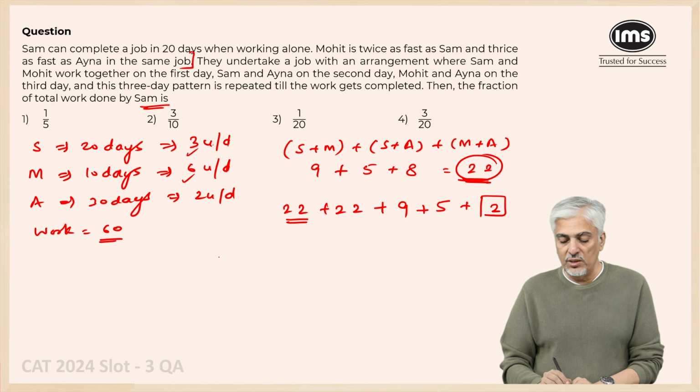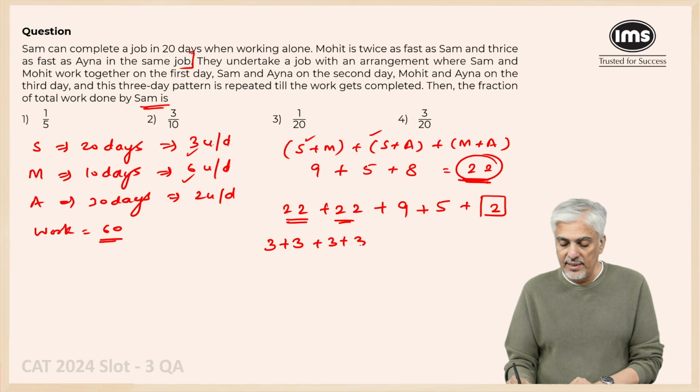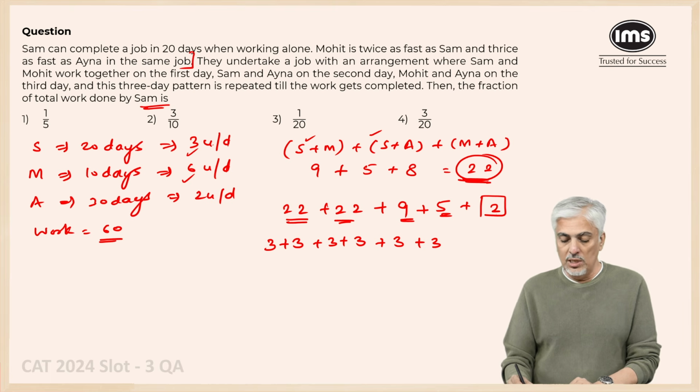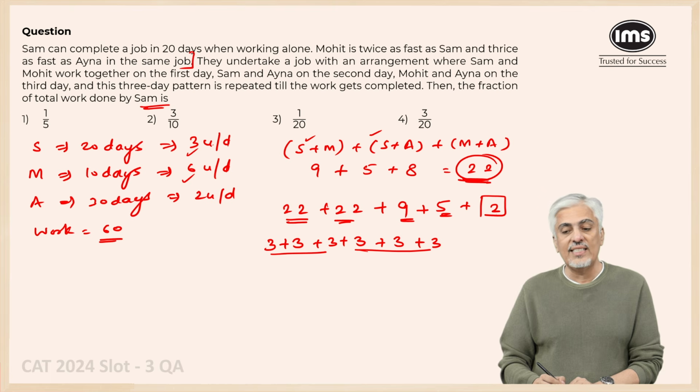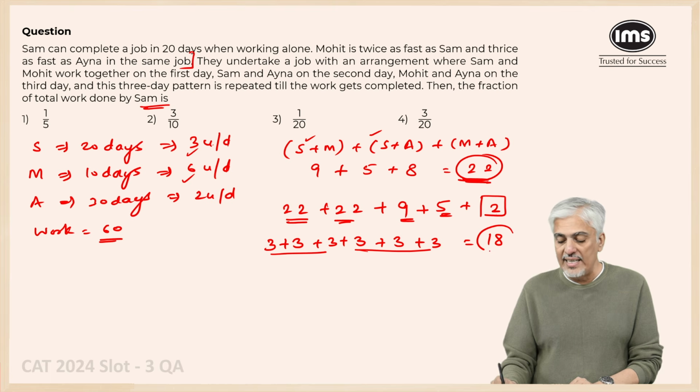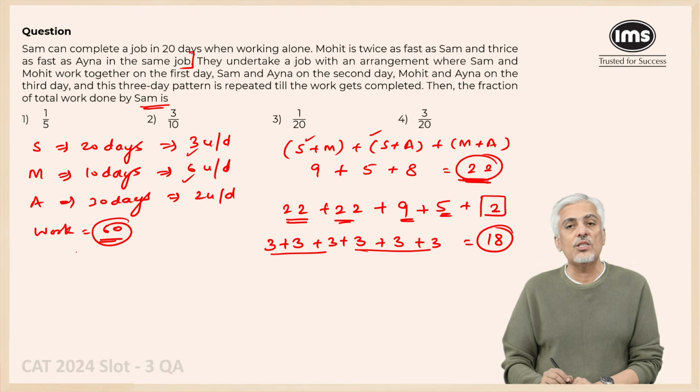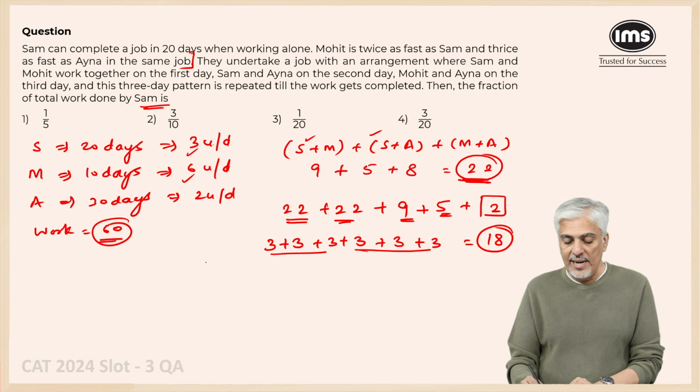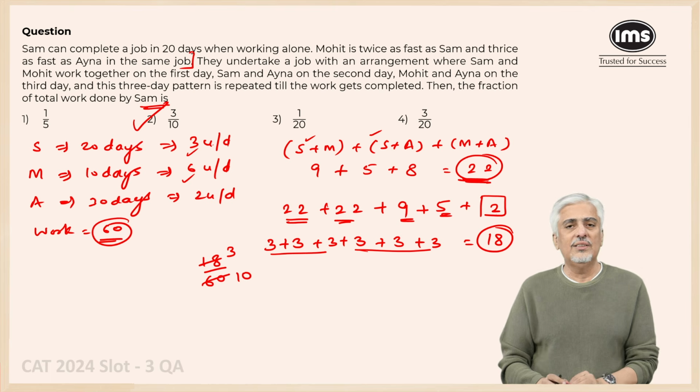So over here, the first 3 days, Sam works twice. So 3 plus 3 for Sam. Again, over here, he works thrice. So again, 3 plus 3. In this 9, Sam is there, so he will do 3. And in this 5 also, Sam is there. And here there is no Sam. So Sam is working 6 days in all. So Sam is doing 18 units in all out of 60 units. So therefore, the fraction will be 18 upon 60. 6 3s are, 6 10s are. Answer is the second option.